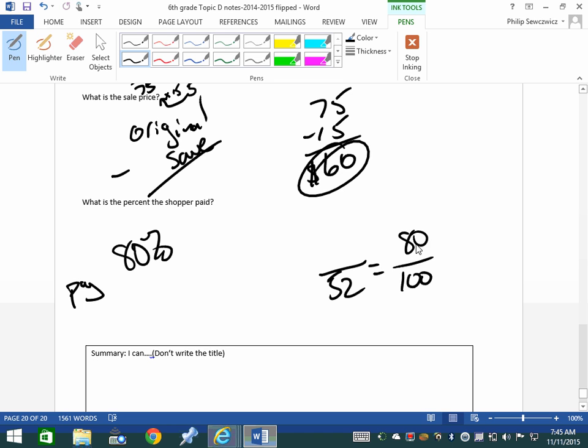And again, we can simplify it if we want. Who goes into 80 and into 100? 20 does. Yeah, so there's your 4/5. So 5 times what is 52? You can do your division problem. 10.4, I got there.